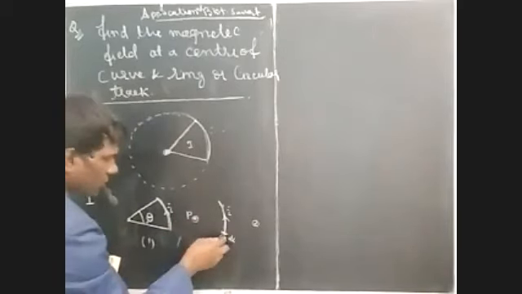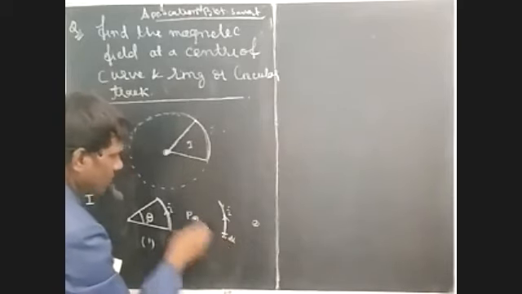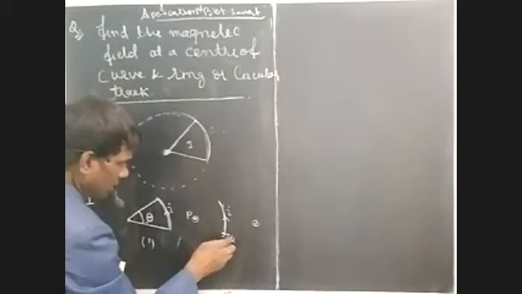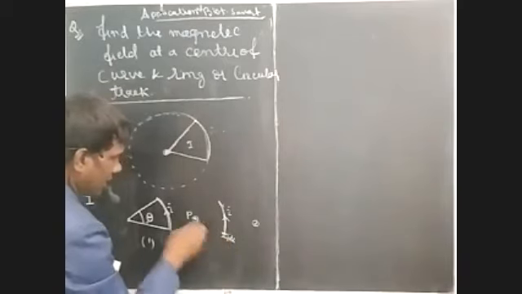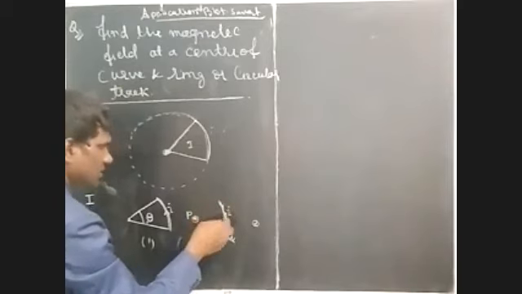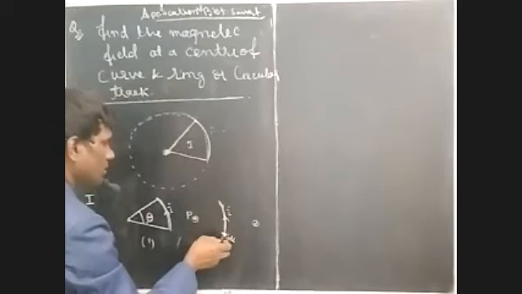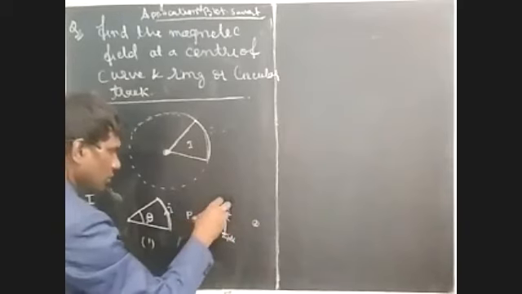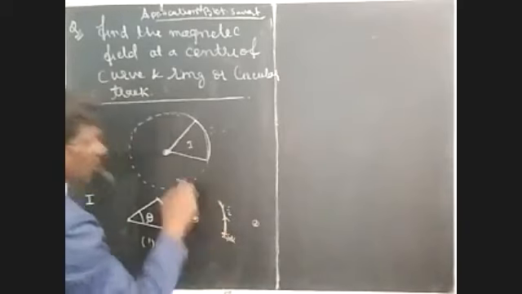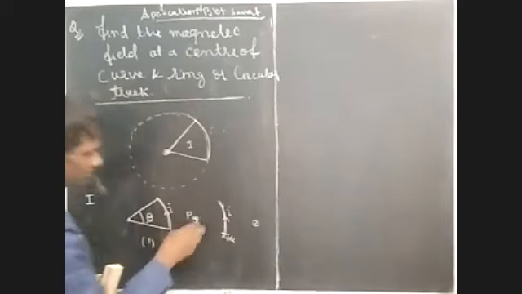So first of all, we have to find the magnetic field due to this small element Idl at this point, and then we take the summation, we add these all through integration. Okay, so we get the answer. What is the magnetic field due to this total arc? Okay, so this is the arc we are going to take.